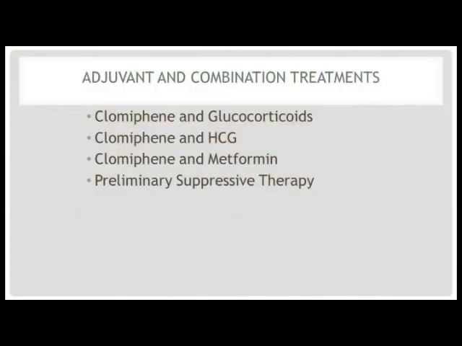So there's lots of adjuvant combination treatments. You can do Clomid and some glucocorticoids, which I'm not going to talk about. That's beyond the scope of this talk. You can do Clomid HCG, which certainly we will talk about. We can do Clomid and metformin. And then some people claim that if people have PCOS, you can do 3 months of oral contraceptive pills before you do a Clomid cycle, and it helps them conceive. Generally, I feel like 3 months is a waste of time, but again, I'm skewed because I usually see women over age 35.